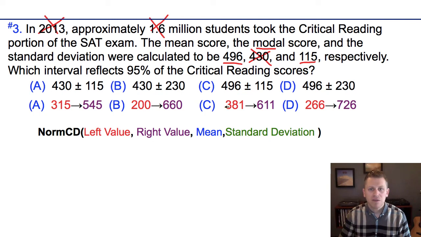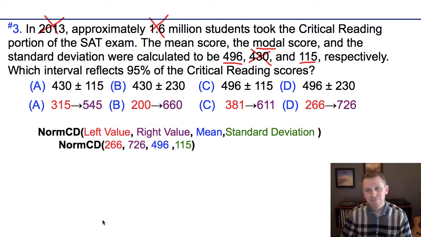If I was to plug all of these into the formula, the only one that would work here is the one where I started with 266 as a lower value, my upper limit was 726, a mean of 496, and a standard deviation of 115. It looks like that answer choice would be choice number 4, or choice D.